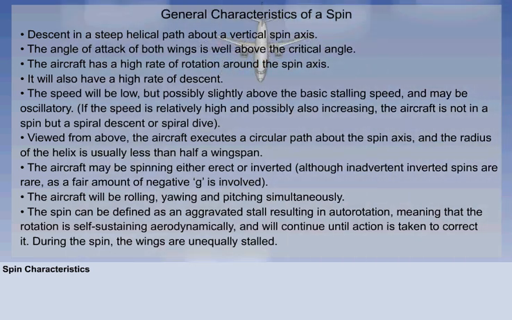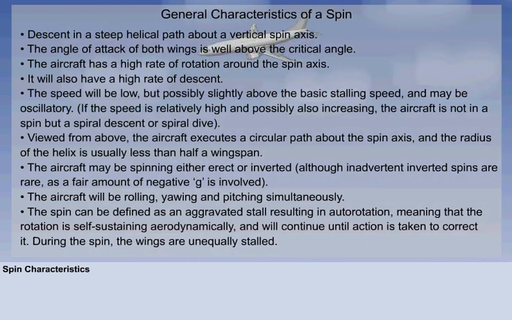It can be defined as an aggravated stall resulting in auto-rotation, meaning that the rotation, which can start without the use of the appropriate controls, for example, a roll or wing drop without aileron movement, is self-sustaining aerodynamically, and will continue until action is taken to correct it.